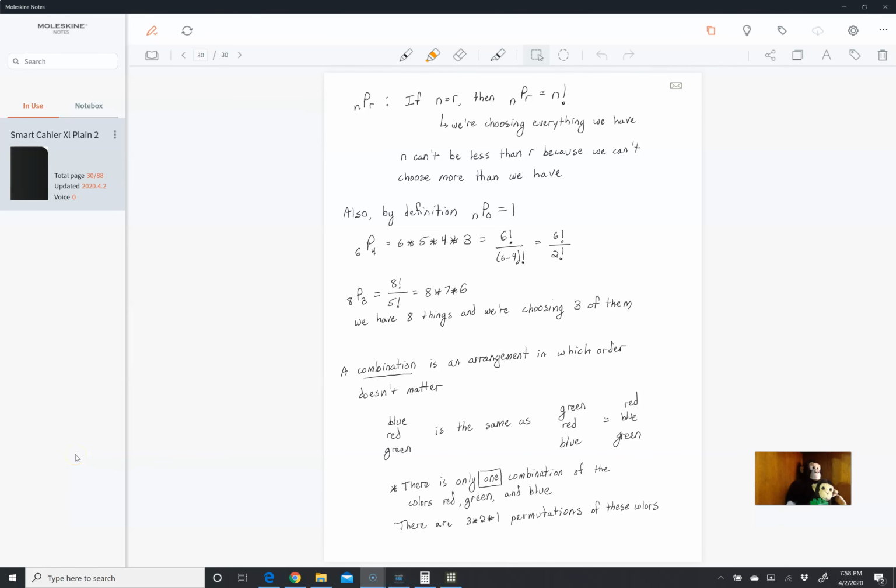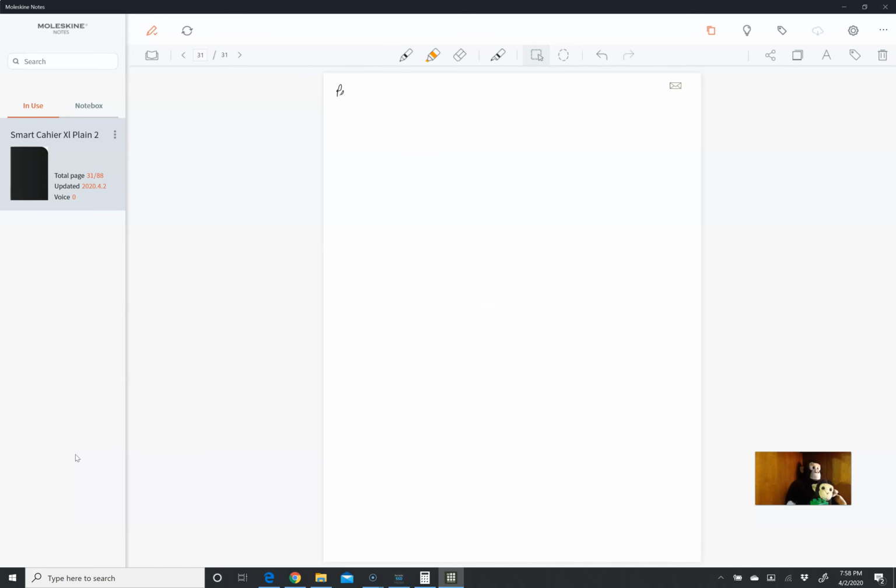Okay, so we are going to pick up where we left off with combinations. So let's just do a quick review of permutations, just because combinations and permutations are so closely related. So permutations, if you remember, is an arrangement in which order matters. And we came up with this really nice formula for it.